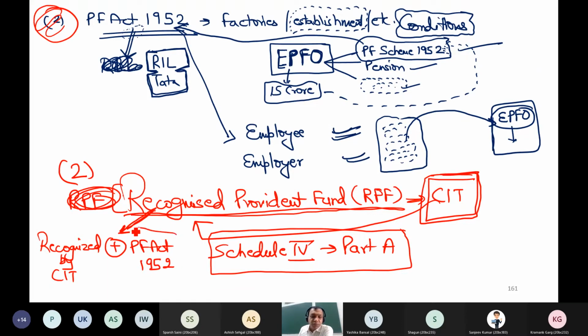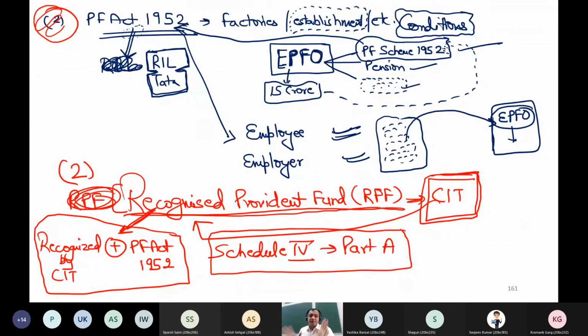So recognized provident fund is a concept which is bigger than PF Act 1952. In what sense? Recognized provident fund includes all the provident funds by default which are a part of PF Act 1952, as well as it might include those provident funds also which might not be a part of PF Act 1952, but for which the Commissioner of Income Tax has given the recognition.